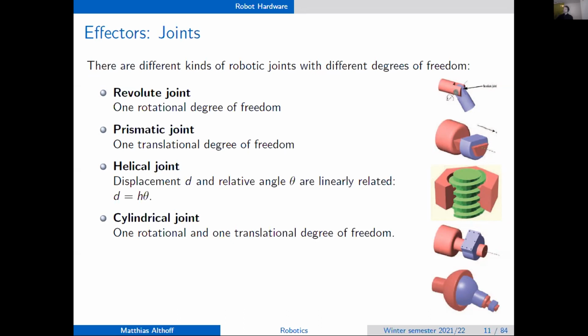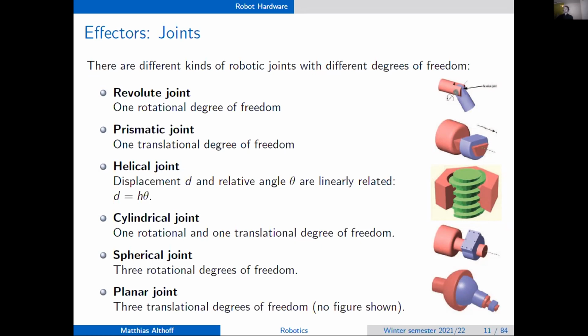So when the leg leaves the hip, this is a cylindrical joint. Also, like our shoulder, you can rotate it, and you can also rotate it this way. It's not a perfect cylinder, but you can abstract it as a cylindrical joint. And then, sorry, as a spherical joint. And there's a planar joint, which is hard to visualize, meaning that you have 3 translational degrees of freedom.